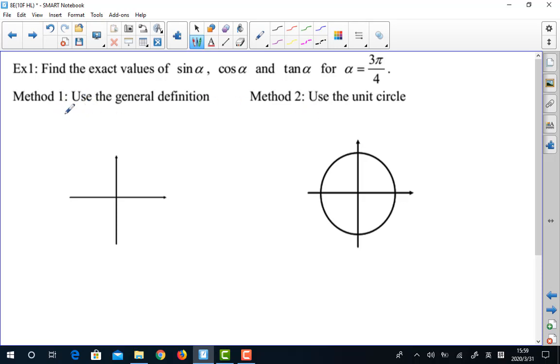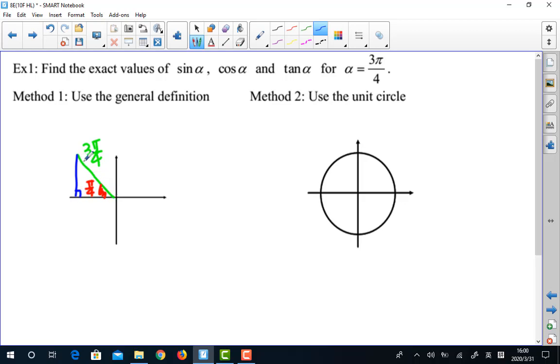The first method. What should we do in the first method? Let's sketch this special angle in the coordinate system first. 3 pi over 4. It's a second quadrant angle. Find its reference angle. What is its reference angle? Pi minus 3 pi over 4. It's pi over 4. Then I use this reference angle to form a right triangle.